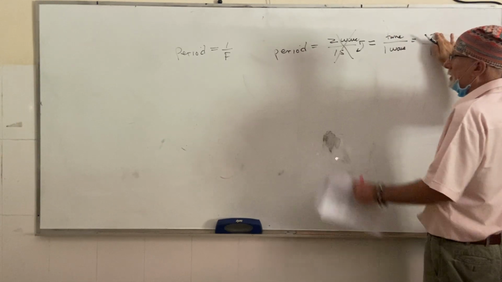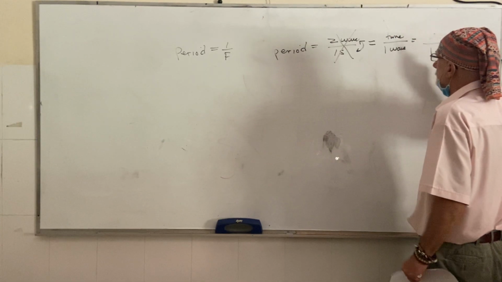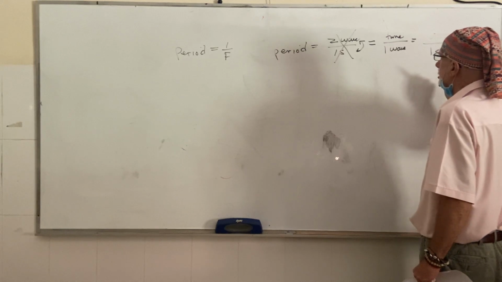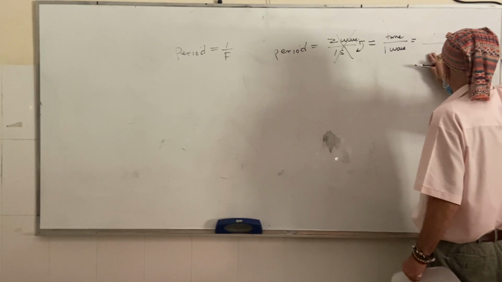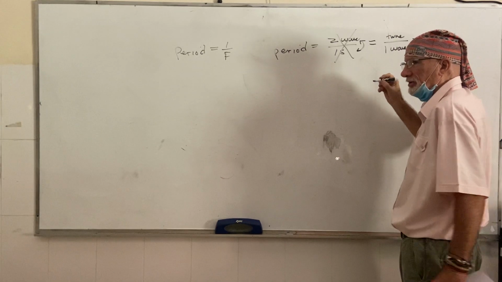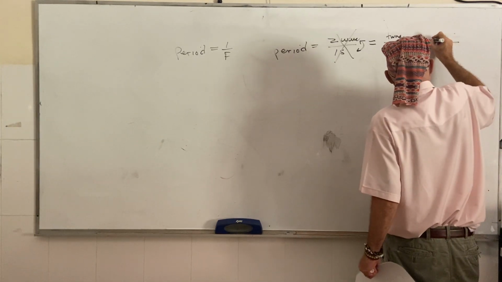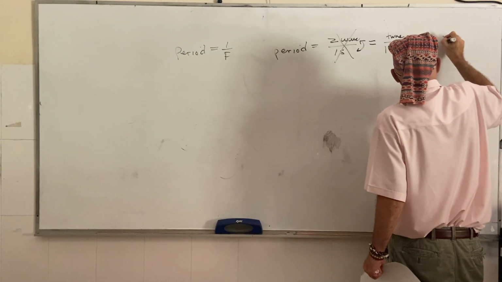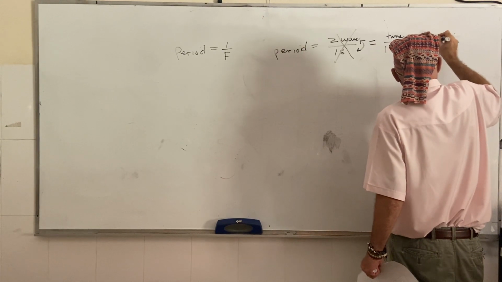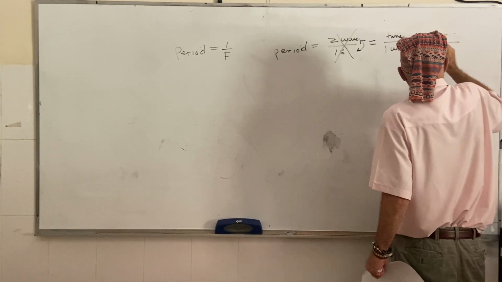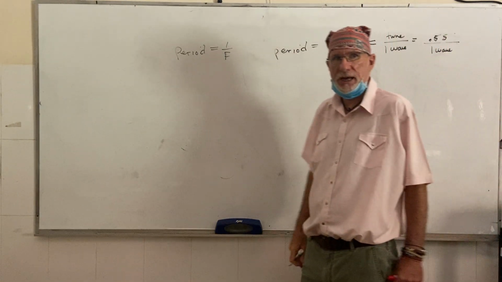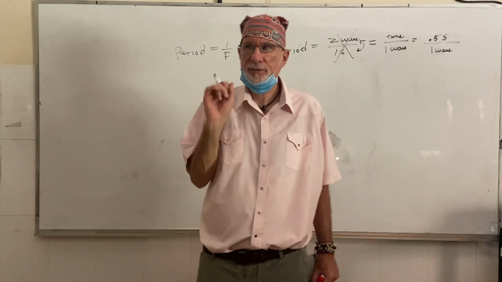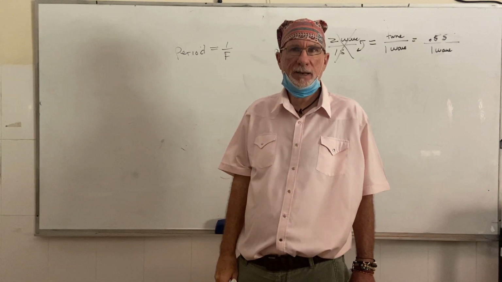Oh, well, yeah, sorry. No, sorry, this is the time. My apologies. Thank you, Zaytun. This is the time, 0.5 seconds for 1 wave. You get that? I made a mistake. I apologize.